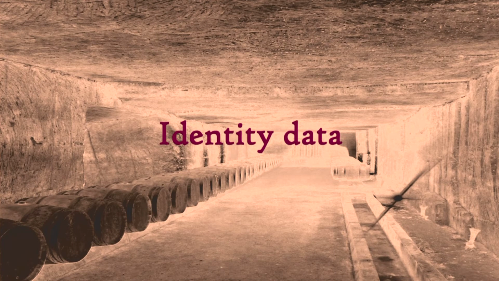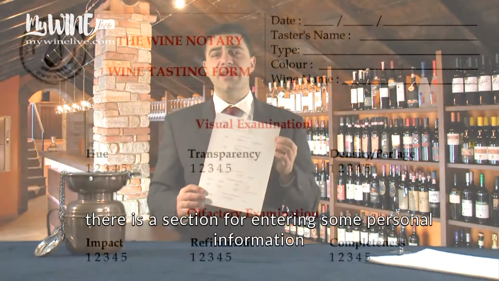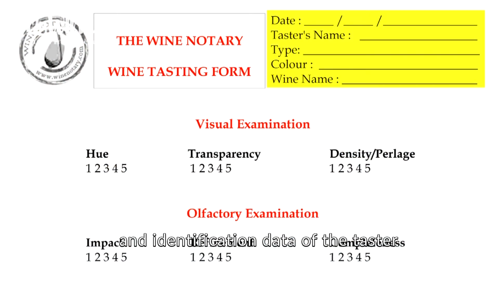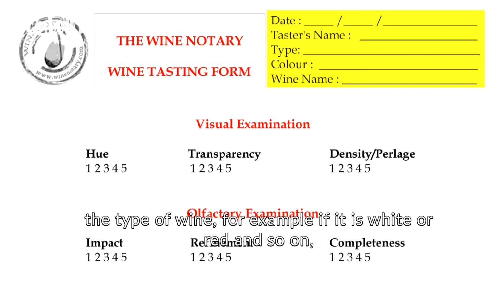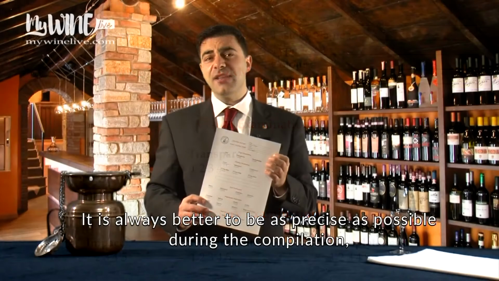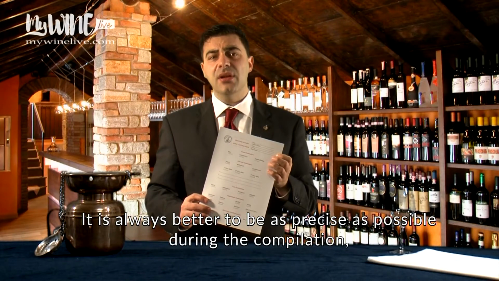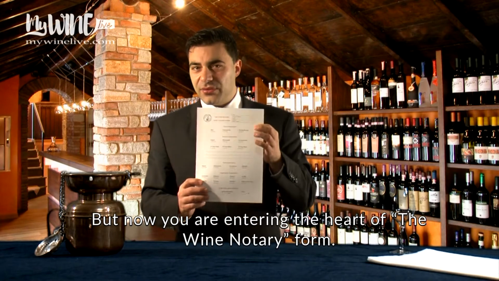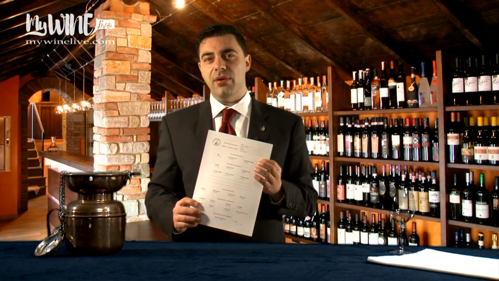Identity data. At the top of the form, there is a section for entries and personal information and identification data of the taster, such as name, date of tasting, the type of wine, for example, if it is white or red, and so on, as well as the name of the wine. It is always better to be as precise as possible during the compilation for easy storage and possible future research. But now we are entering the heart of the Wine Notary form.